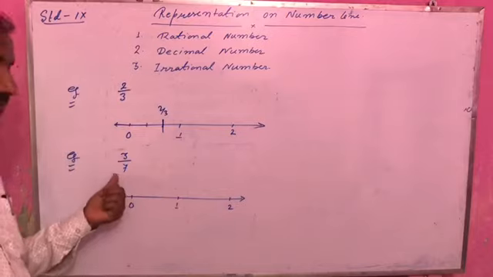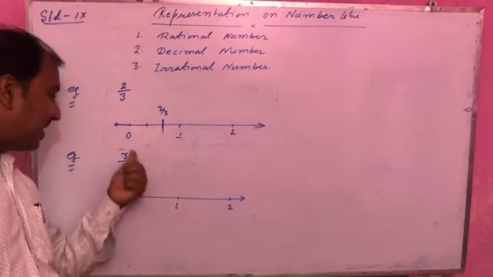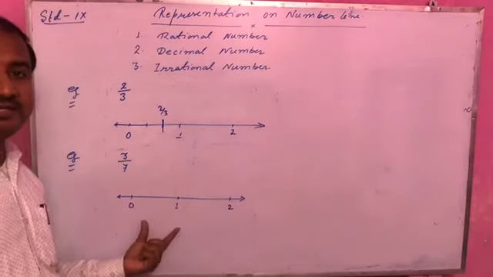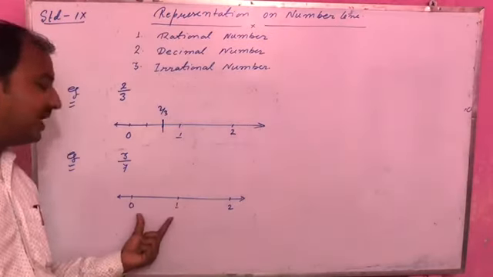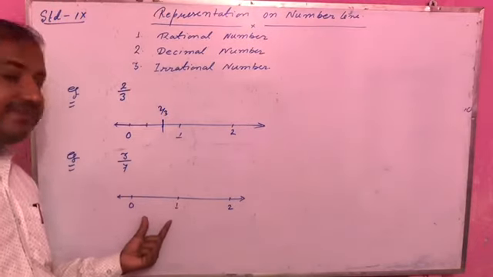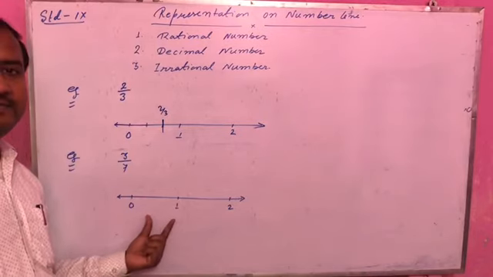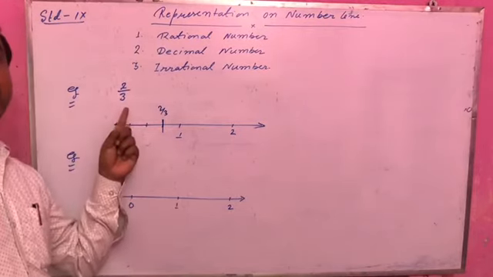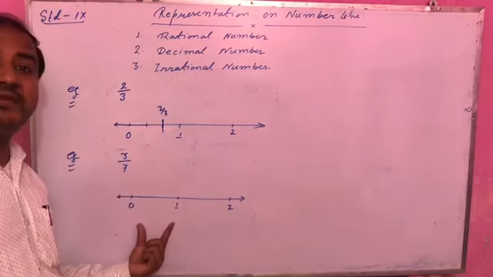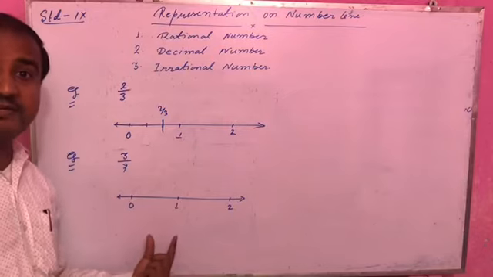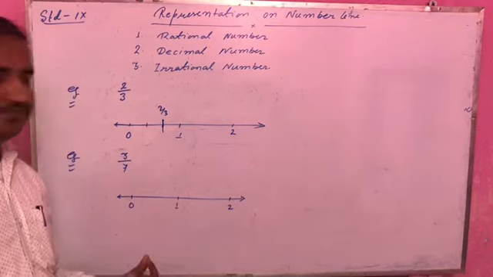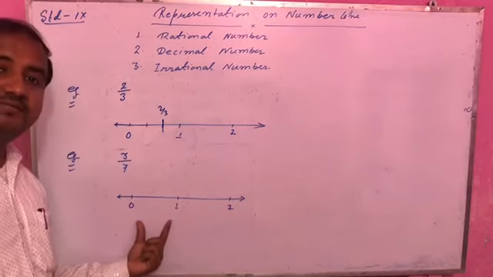Now as we have understood, the rational will lie between 0 and 1. Means the distance between 0 and 1 will be divided in how many parts? It will be divided according to the denominator. Here the denominator is 7. Means it will be divided into 7 equal parts. 7 equal parts में divide करना है.